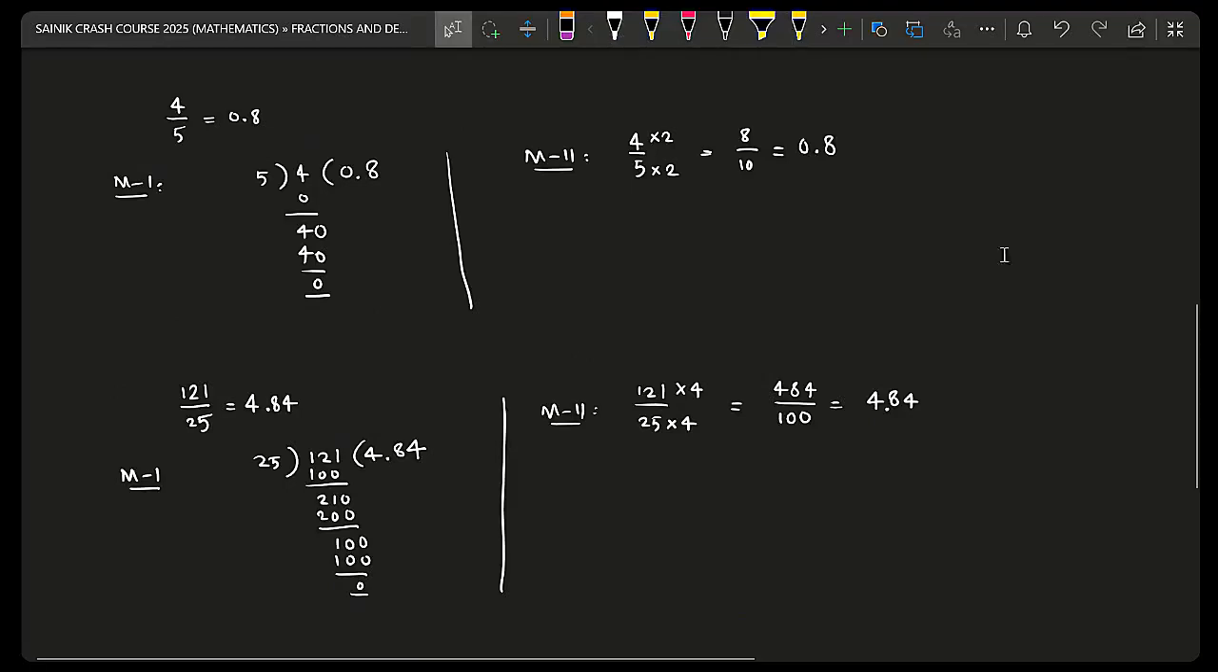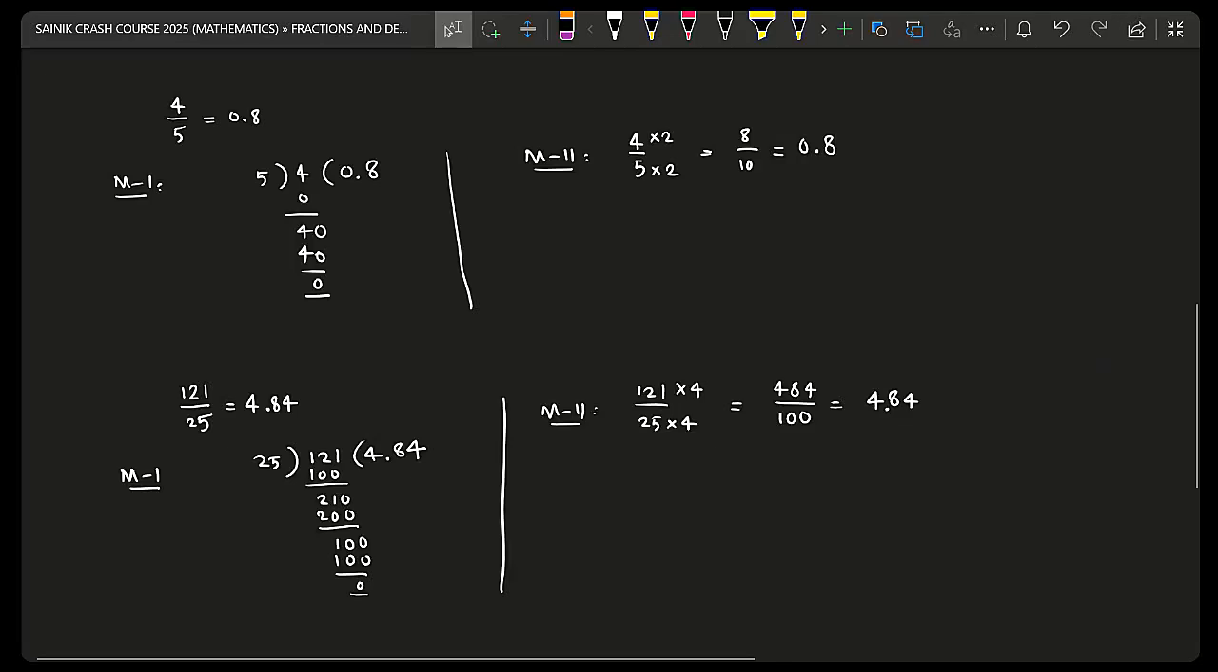Yes, Mayuk? Yes? Method 2 is used for 10 powers only, and if it is really possible, then the problem will be very simple. Better than division, in method 2 you will get an easier answer. But if it is not possible, we have to follow method 1 only. Okay.